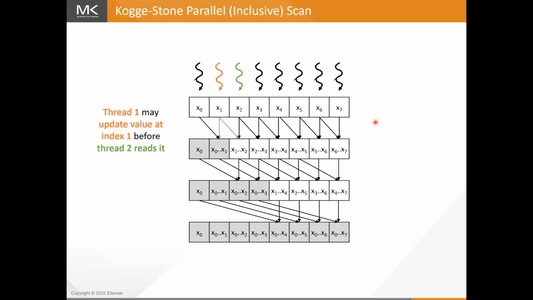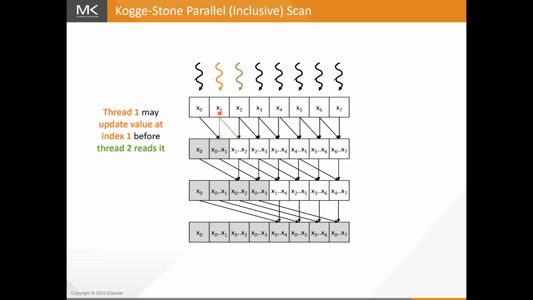So let's take a look at the first iteration. In the first iteration, thread 1 is reading x0 and x1 and then writing. Remember, all of these are the same buffer, right? These are just different snapshots of the same buffer. So thread 1 is reading x0 and x1 and then writing their sum to the location where x1 previously was. But at the same time, thread 2 is reading x1 and x2 and then writing that result to the location where x2 previously was. So if we focus on x1, we see that thread 1 is reading x1 and then overwriting it. But then thread 2 is also reading x1.